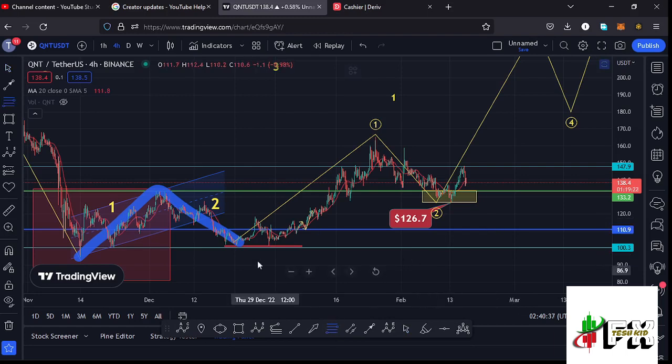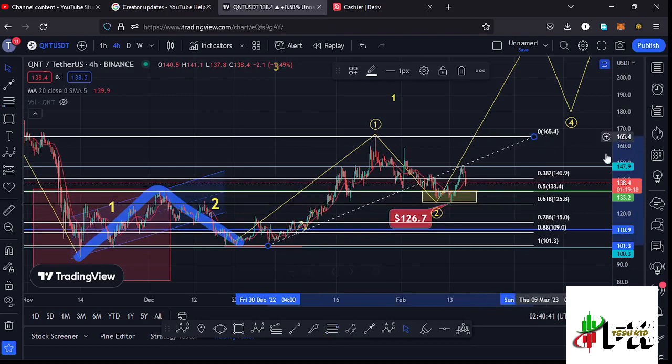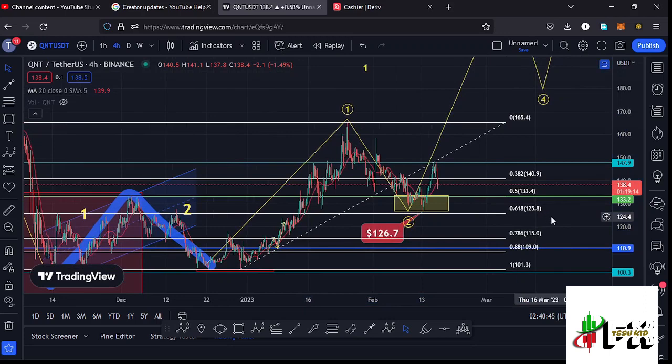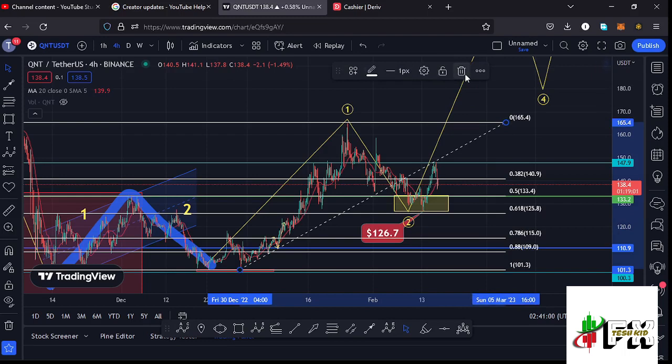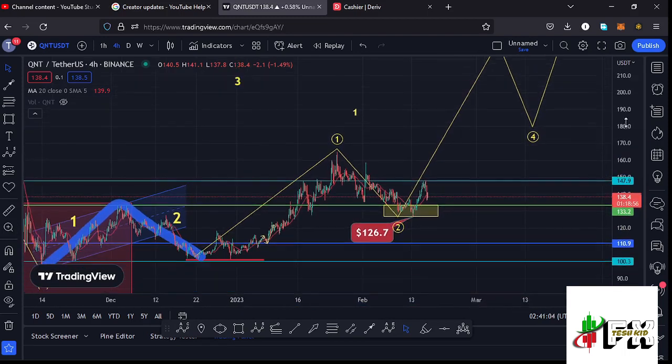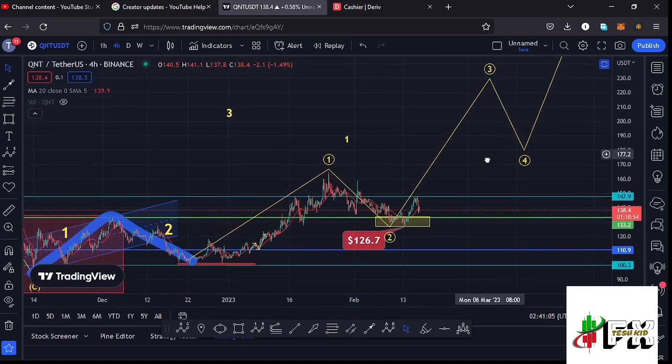And using the Fibonacci's, connecting them from the low of the first wave to the high of that wave 1, I was able to come up with a minimum target area to the lower side in the formation of that wave 2 between the fib level 0.5 and the fib level 0.618, and that is between the $133.4 mark and the $125.8 mark, and that is the minimum that I was expecting that second wave to the lower side to do.